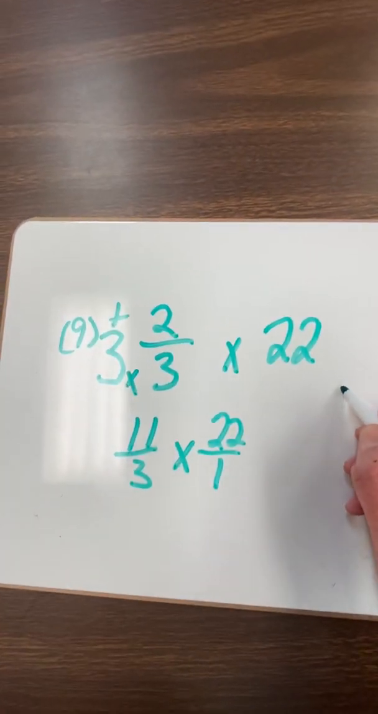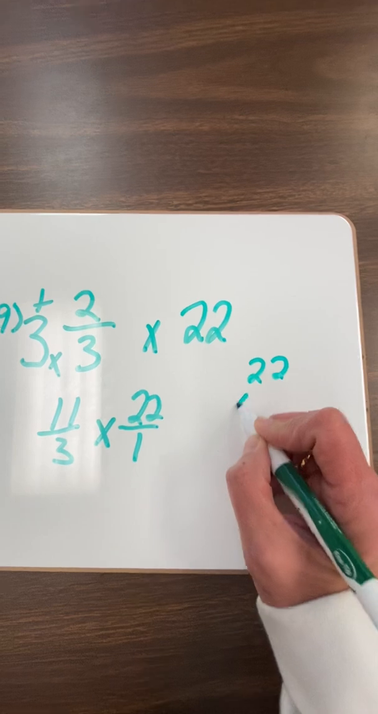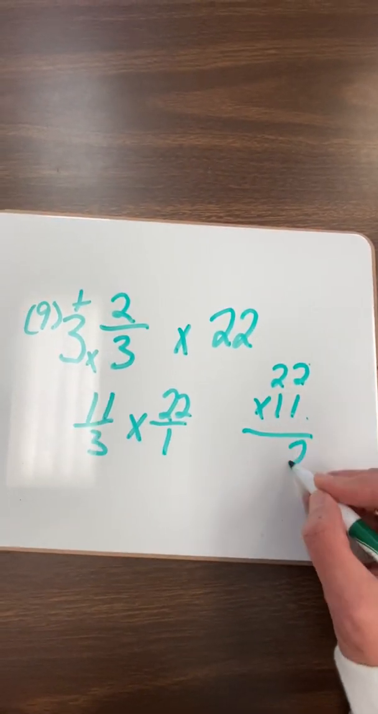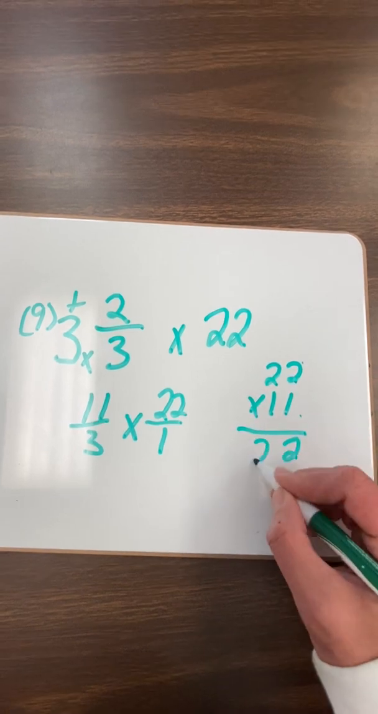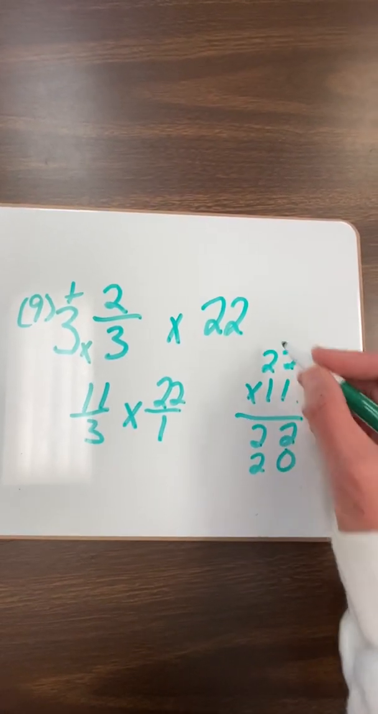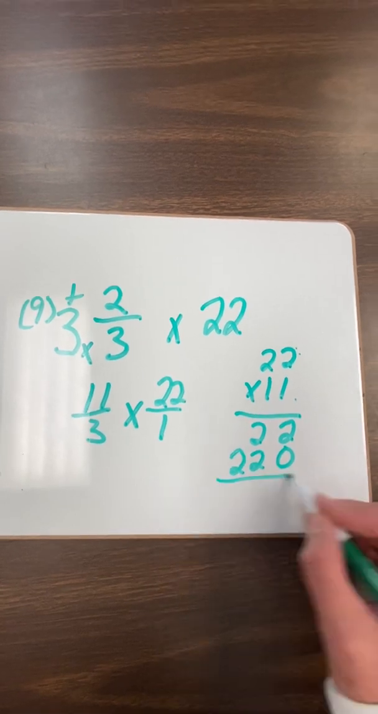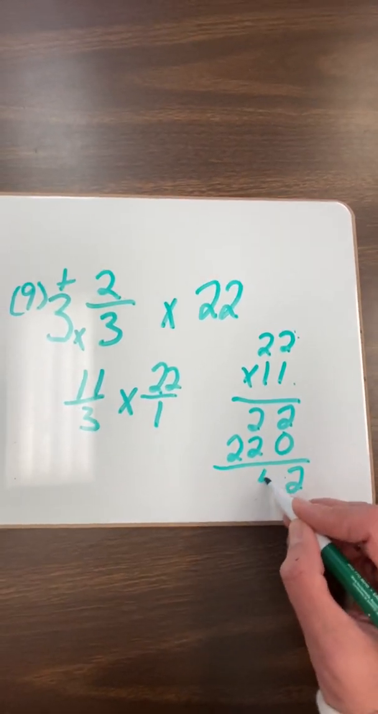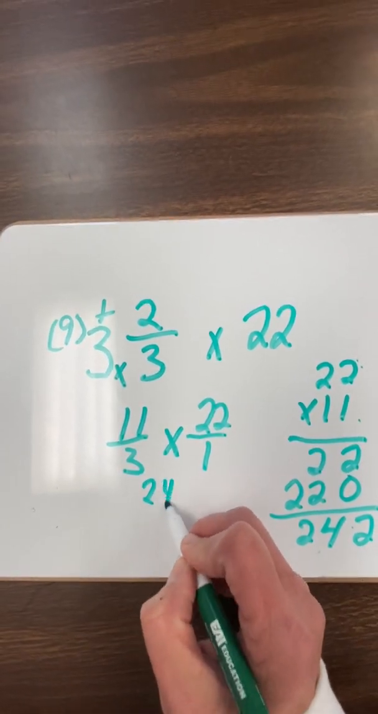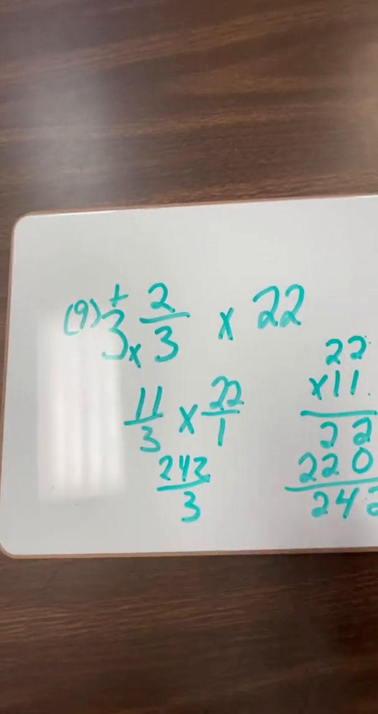So now we're going to have to take 22 and multiply it by 11. 1 times 2 is 2. 1 times 2 is 2. Placeholder, 1 times 2 is 2. 1 times 2 is 2. Add that up. So it's going to be 242 over 3.